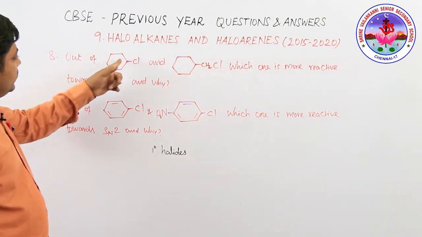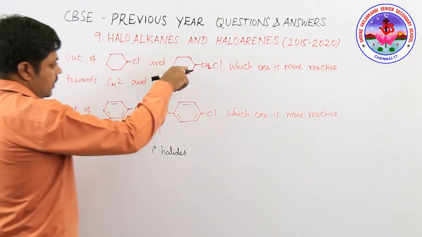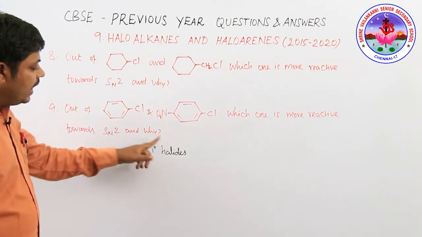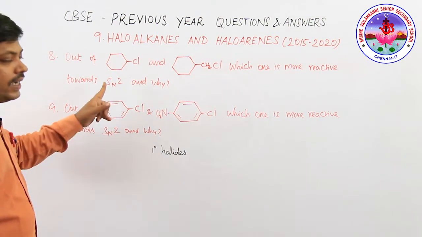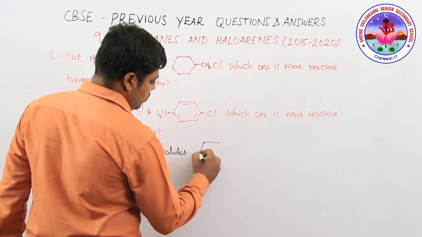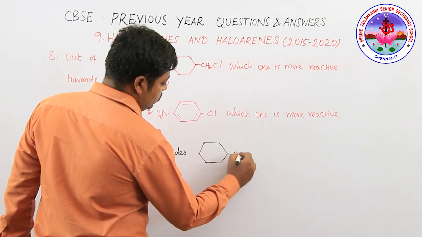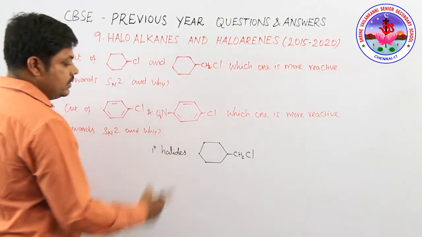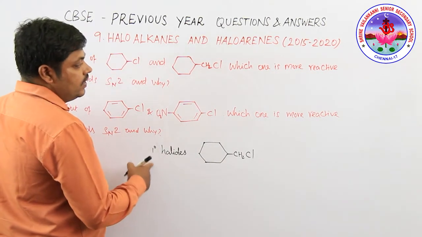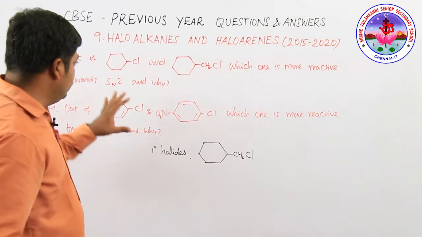Then this is not a primary halide. This is a secondary halide. So compared to this, the primary and the secondary halide, primary halides are more reactive towards the SN2 reaction. So the first question's answer is CH2Cl. This carries half mark, and the reason is that it contains the primary halide. This carries half mark. So this is the answer.